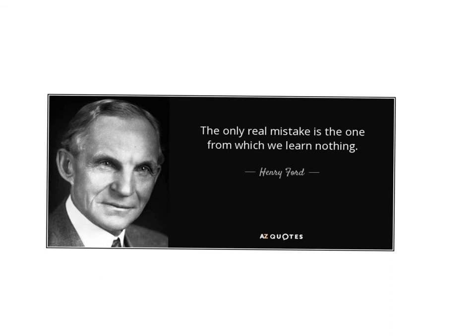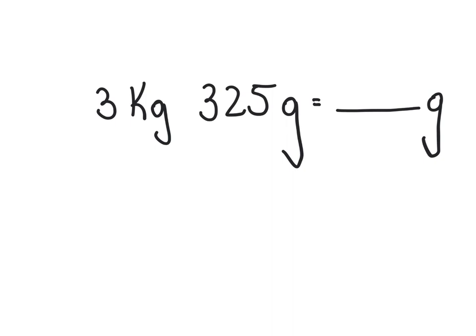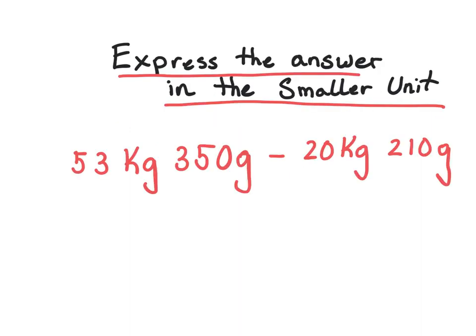Here we go. 18 kilograms, 34 grams is equal to how many grams? 3 kilograms, 325 grams is equal to how many grams? Express the answer in the smaller unit. Remember, we're talking about kilograms, that's the larger, the grams is the smaller. So 53 kilograms, 350 grams, take away 20 kilograms and 210 grams is equal to how much in the smaller unit? I want to know the total grams.